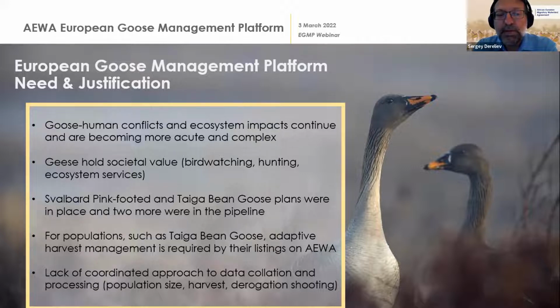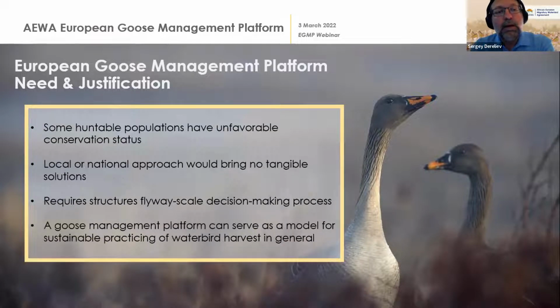In order to achieve such adaptive harvest management, however, what is required in the first place is a coordinated approach to data collection and processing of demographic parameters, such as population size as a minimum, as well as harvest rates and derogation shooting. And this was not in place at the time. And in order to put in place such a coordinated approach, a platform of this kind would have been a suitable tool.